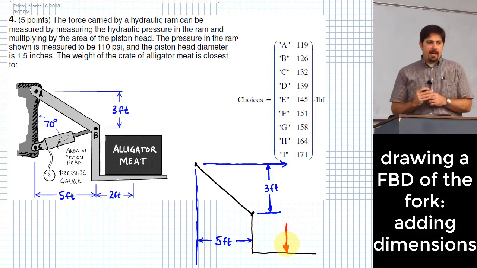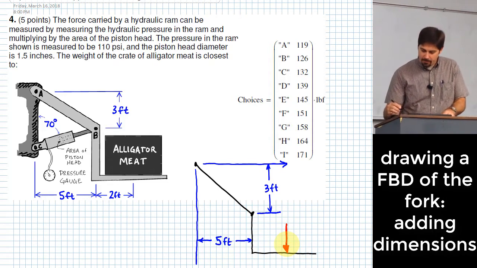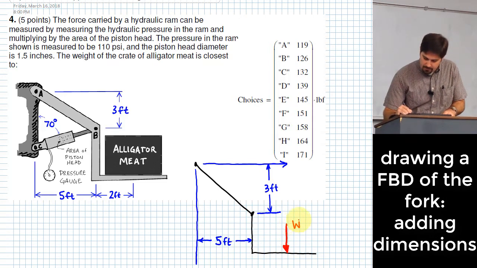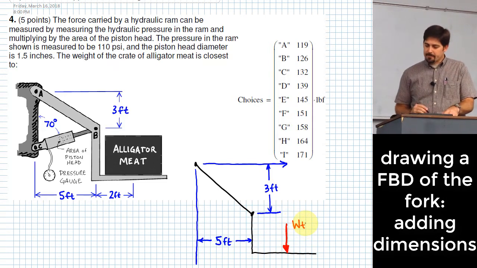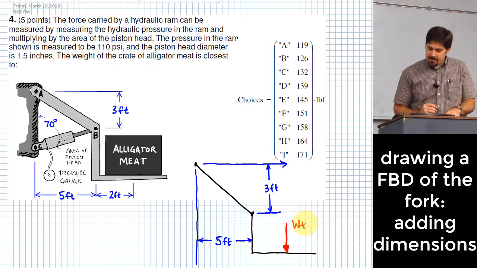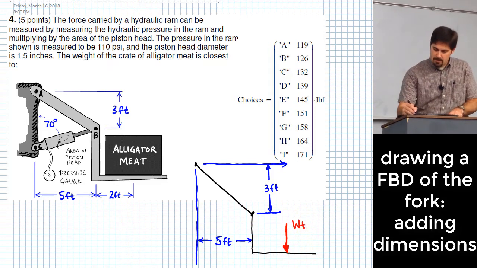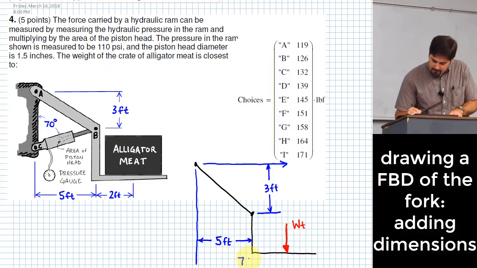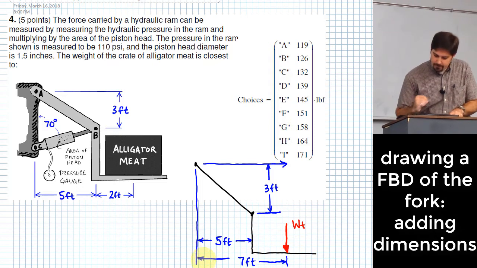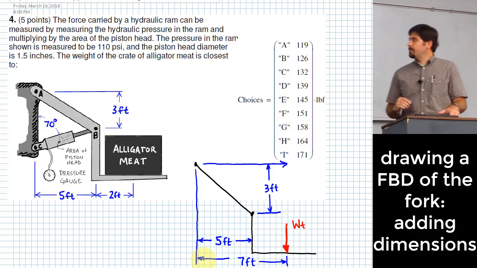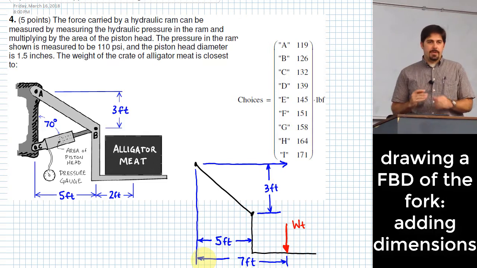We don't know the weight of the alligator meat, right? So let's go ahead and put that on there as a variable. Okay, maybe just WT or something like that. That's a variable. And how far is it from point A over to where the alligator meat weight is? Okay, that's 7 feet over to there, right? Okay, so far so good. What else do I need to do?